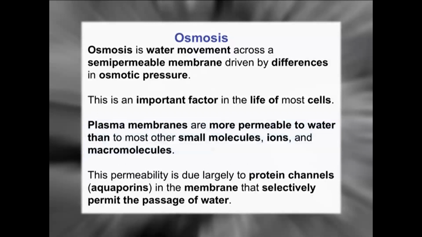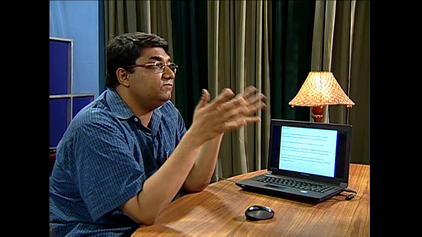It is special in the sense that it allows the passage of water molecules much more compared to any other solutes, whether it's a small molecule or a bigger molecule or ions or even macromolecules. It will prefer water much more than the rest because it has some special protein channels called aquaporins through which water can pass to either side, inside the cell or outside the cell, to a large extent. So effectively we can consider the plasma membrane or biological membrane as a semi-permeable membrane.